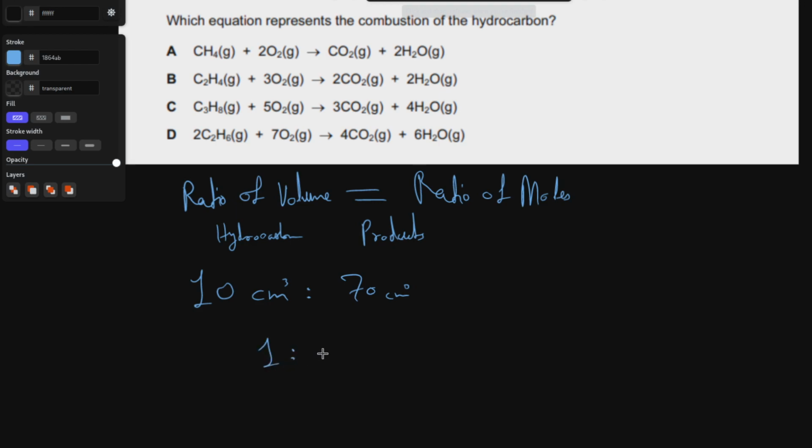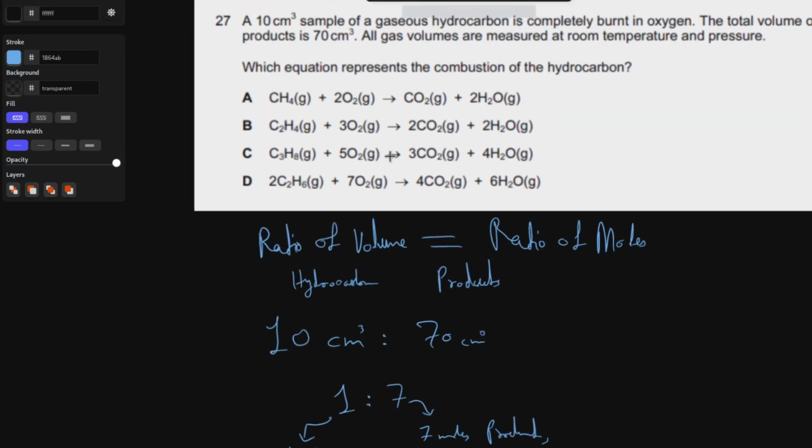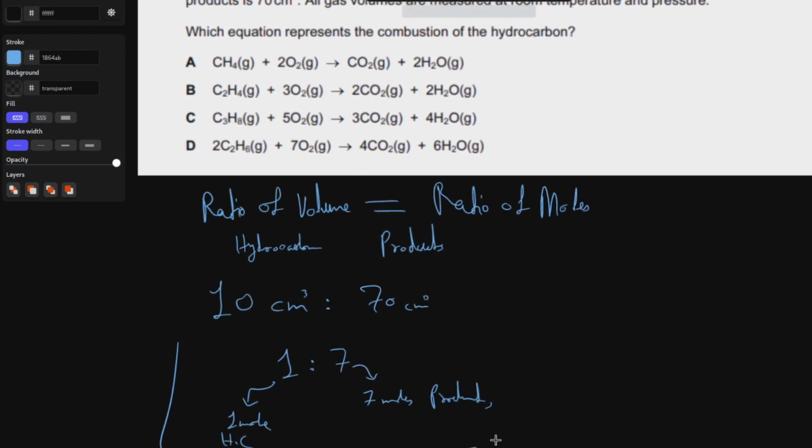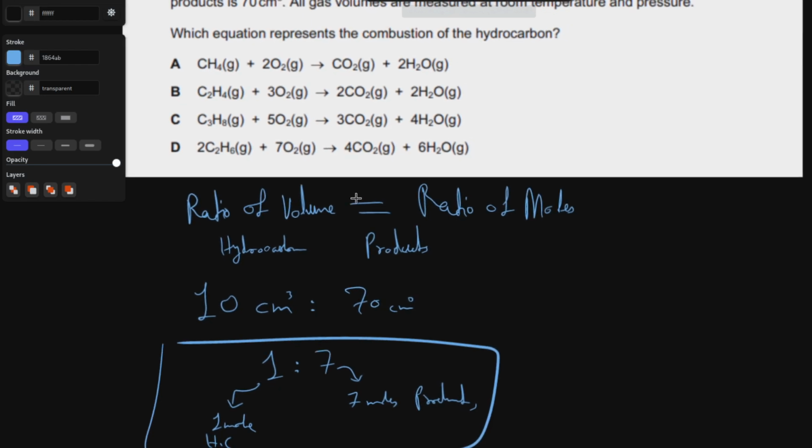We will get that 1:7 is the case, and as the ratio of volume equals the ratio of moles, we can also say that 1 mole of the hydrocarbon creates 7 moles of products. So whichever equation satisfies this understanding, that is your answer.